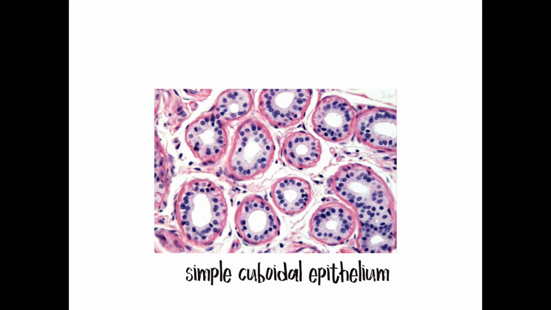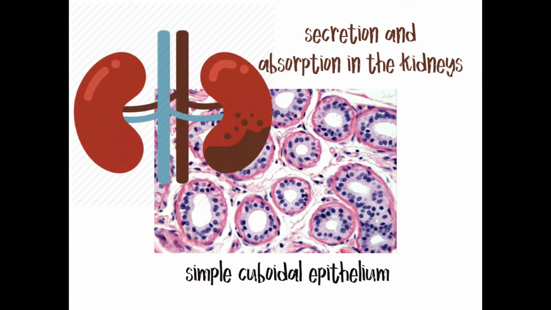Okay. And see here, you can see each oval kind of like a donut shaped shape there. You see the simple cuboidal cells there. Okay, and you'll see these like in your kidneys for secretion and absorption of solutes. So you have slightly bigger solutes that are being absorbed here or passed on from one side to the other, like in your urine, right?